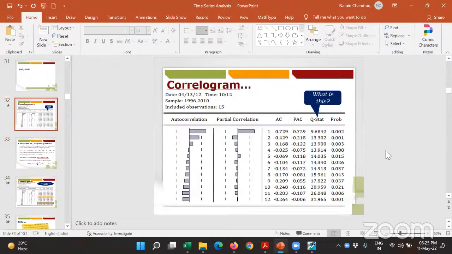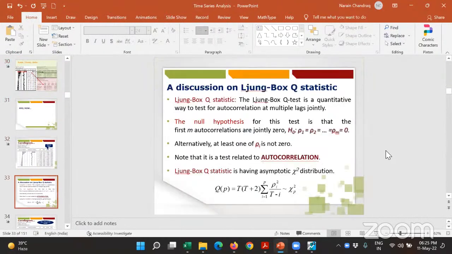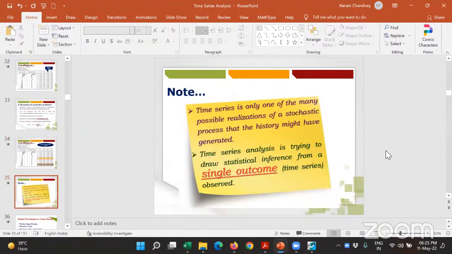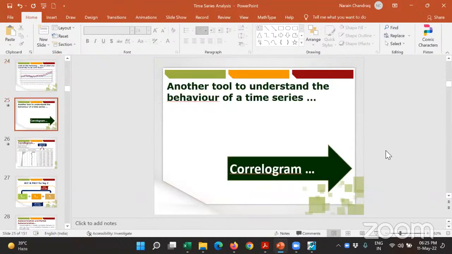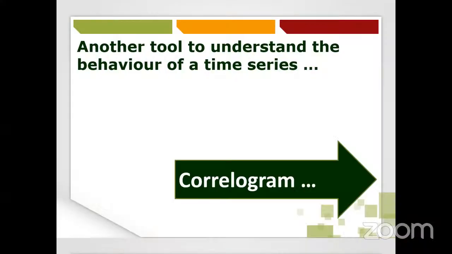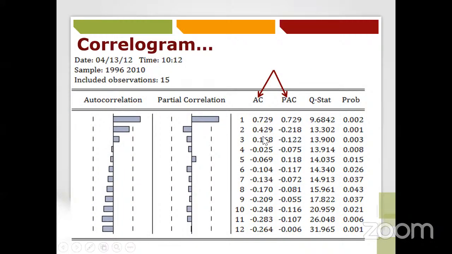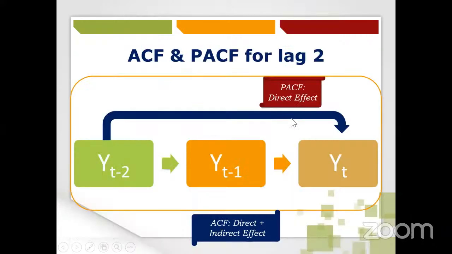I have the correlogram, which tells you about the correlation function and autocorrelation functions. When you generate a correlogram, you get something like this, which has AC, which is autocorrelation, and PAC, Q stats and p-value. What is the difference between AC and PAC? AC talks about the total effect, while PAC talks about only the exclusive effect itself.